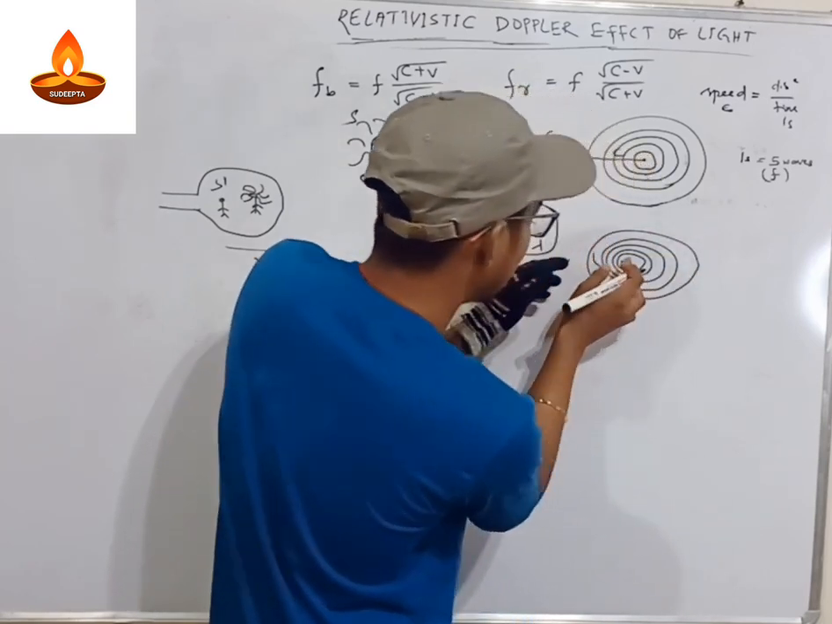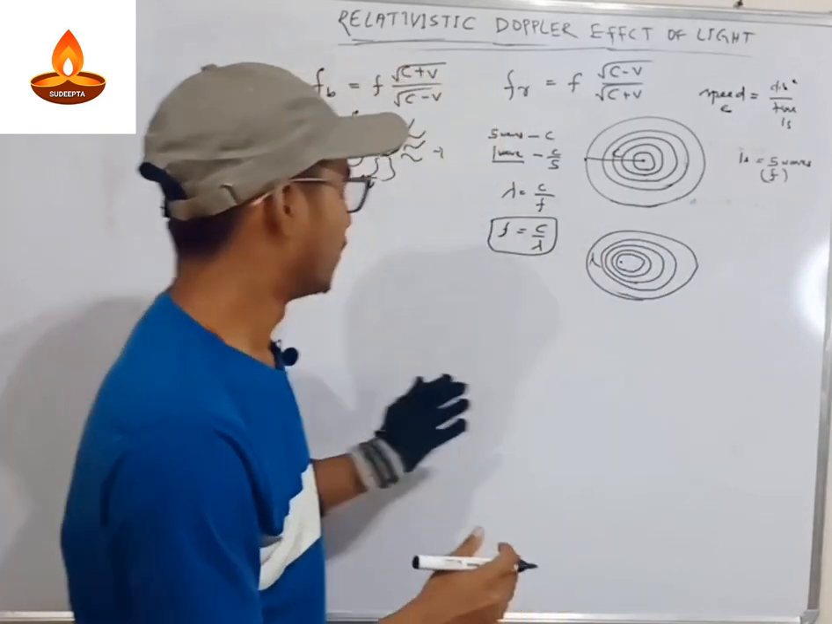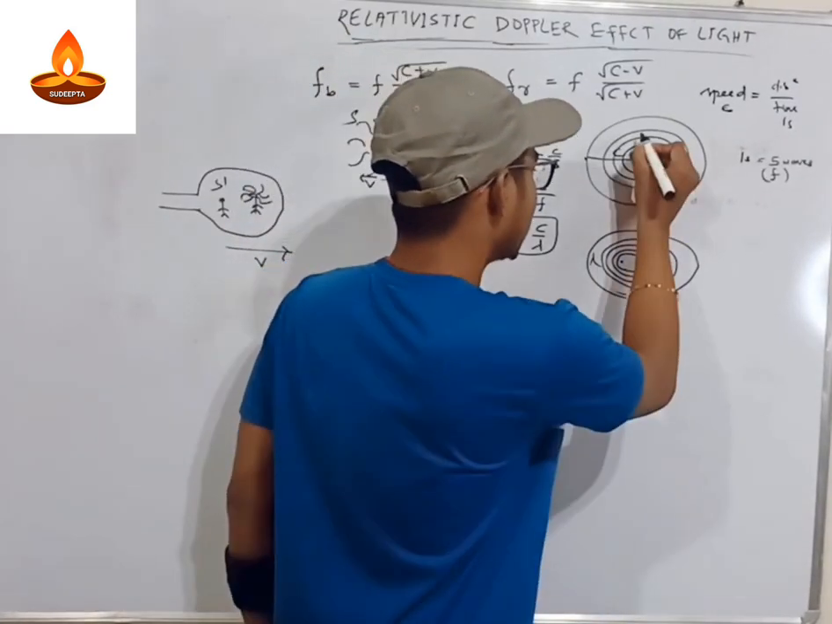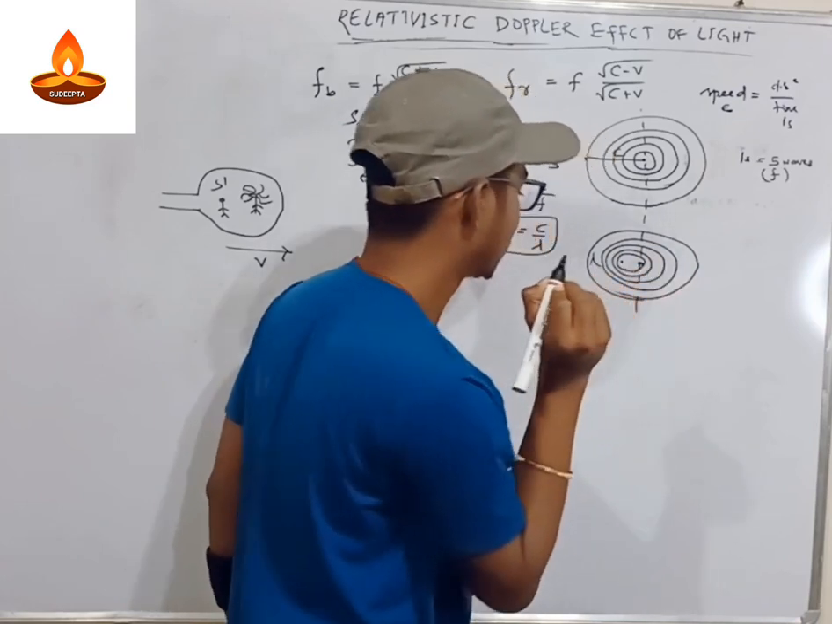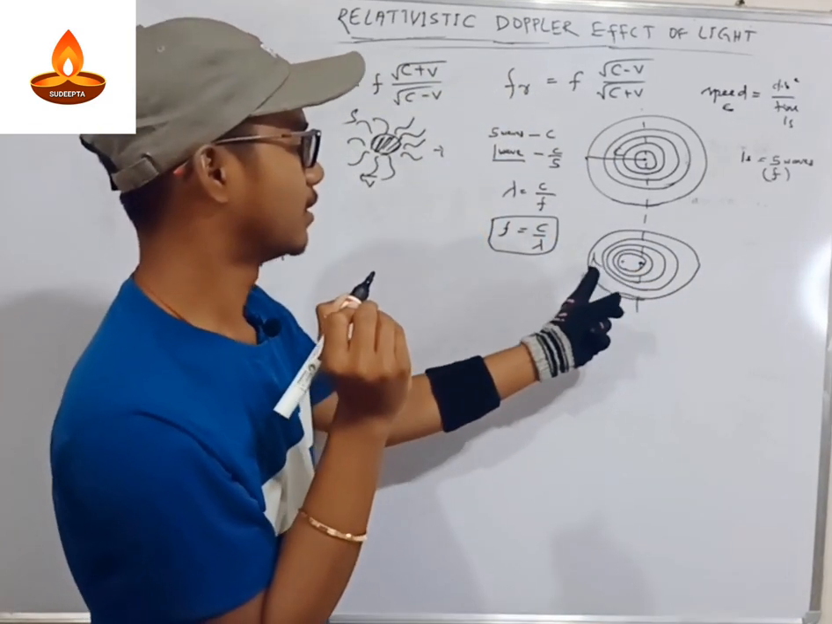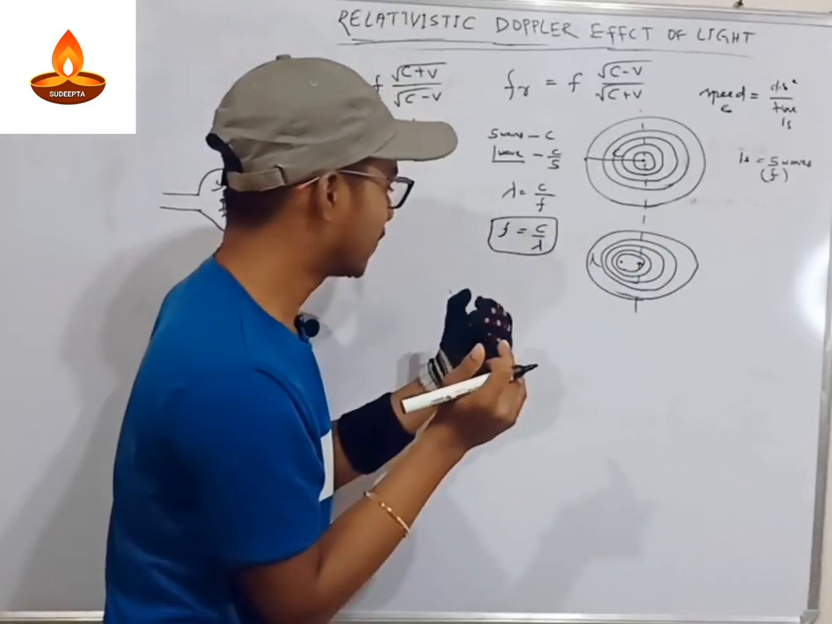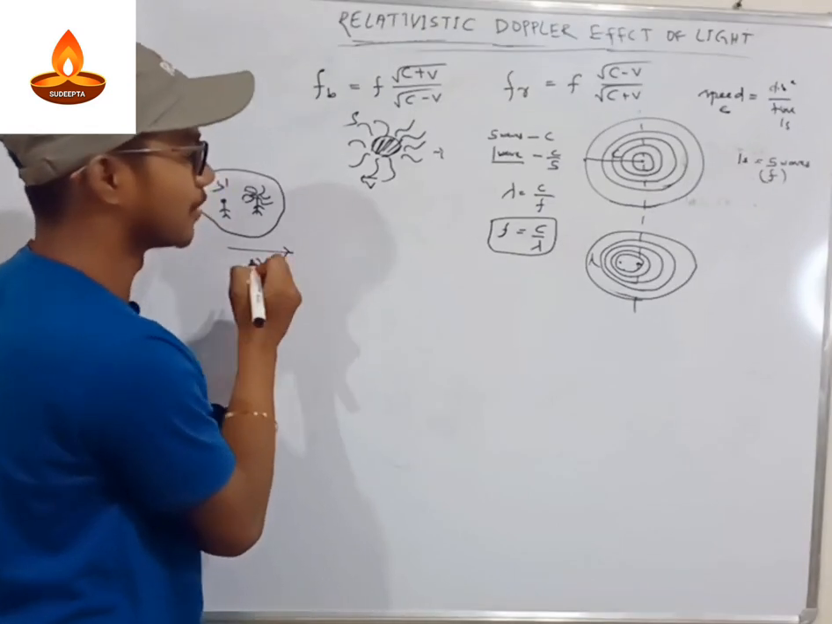From this side the waves will be closer and closer, but inside they will be wider and wider. Why? Because we are moving in a motion. The center should be in this place, but it is here. Why is the shift happening? Because we are moving with velocity v.